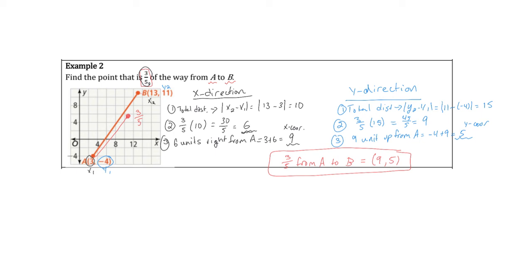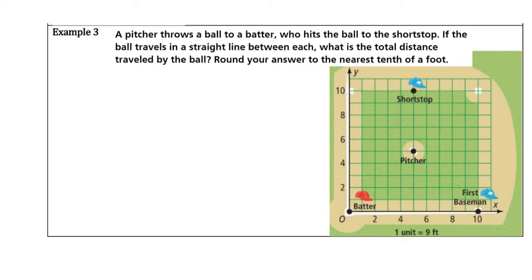We did a midpoint, and our last one is a real world example where we use that distance formula. We're going to use the distance formula because it says what is the total distance of the traveled ball. A pitcher throws a ball to the batter who hits it to the shortstop. If the ball travels in a straight line between each, what is the total distance traveled by the ball? Our first thing is we need to find our distance from our pitcher to our batter. We need to find this distance right here.